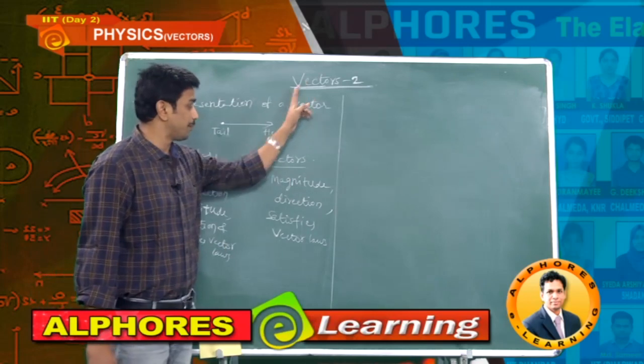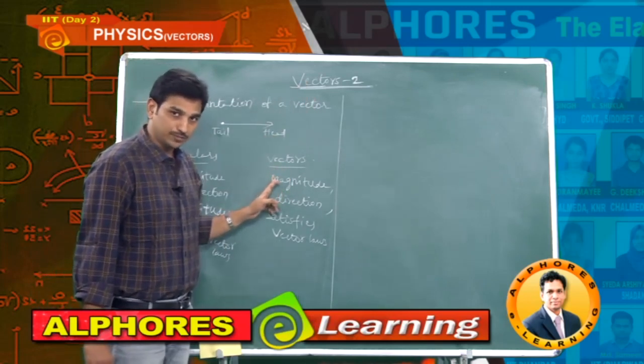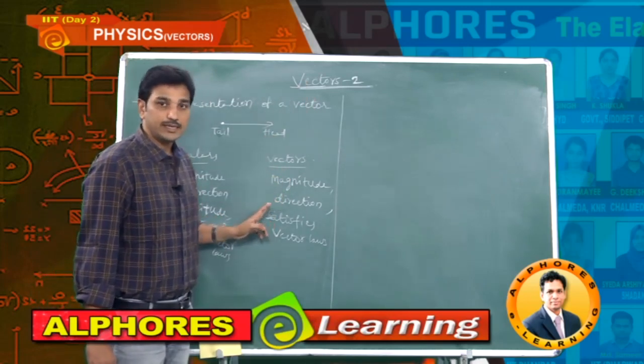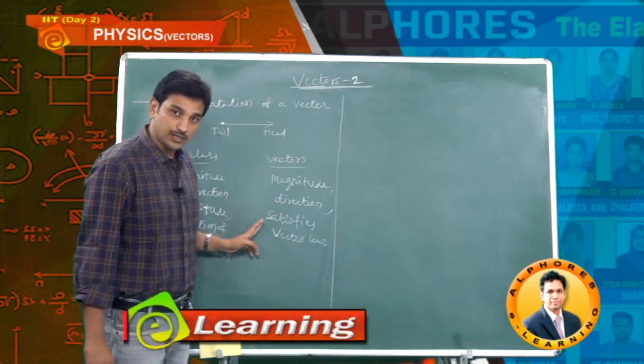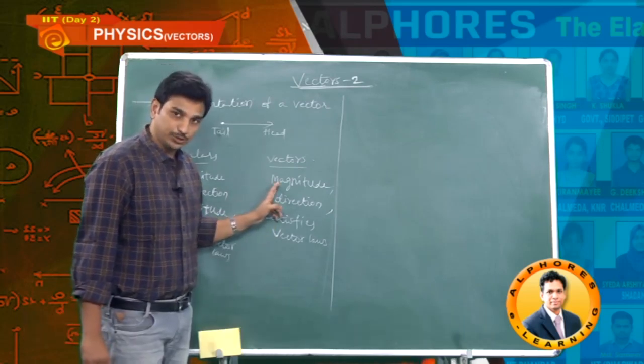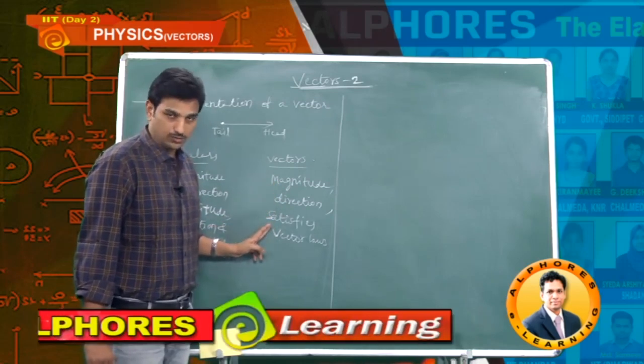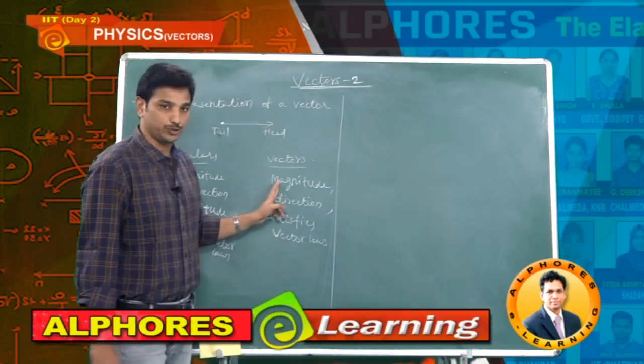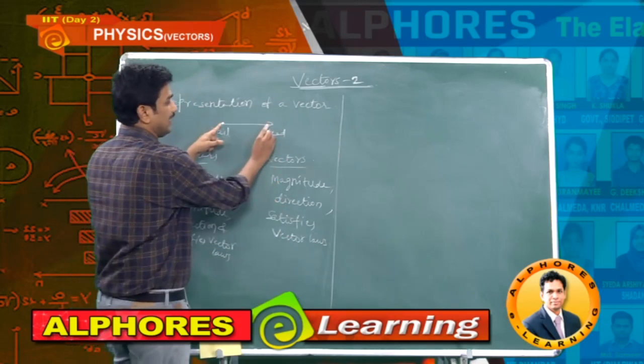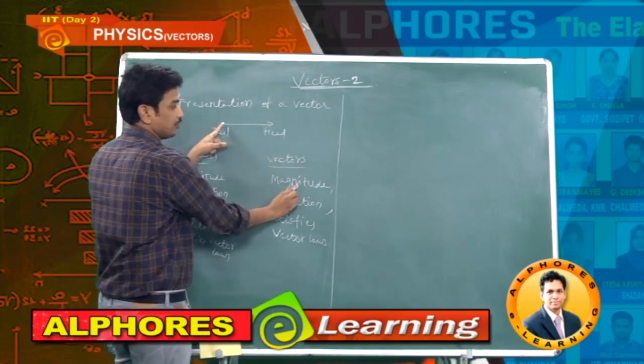Vectors, that is our topic. A vector has magnitude, it has direction, and it satisfies vector laws. What is magnitude, what is direction, what are vector laws, we will discuss. Magnitude, see, is the length of the vector.